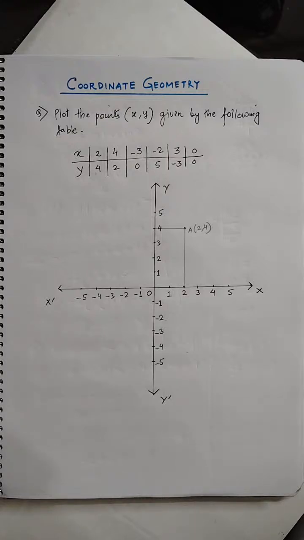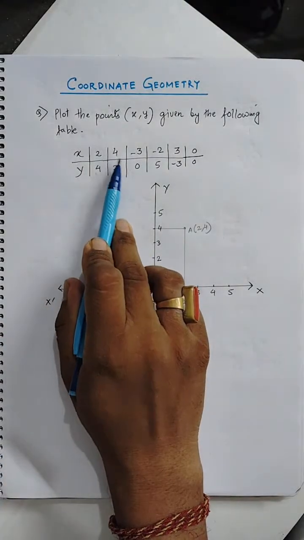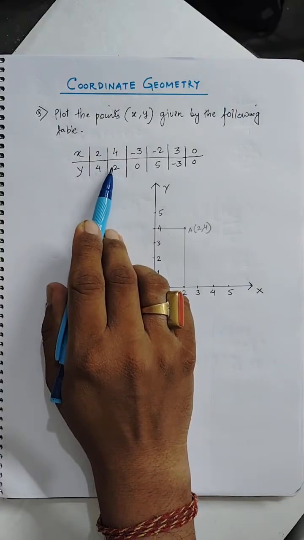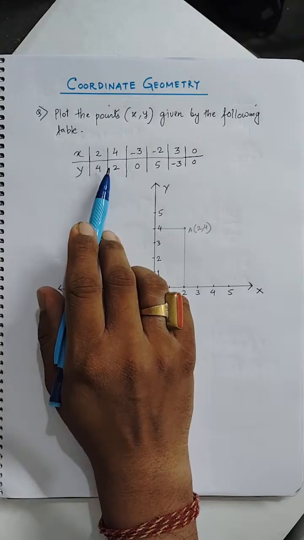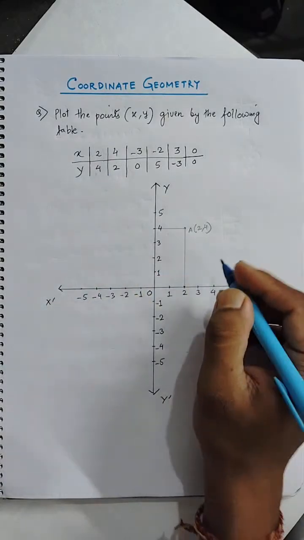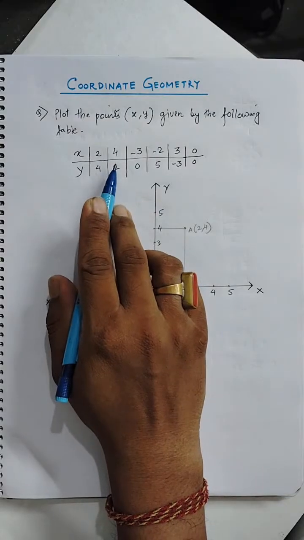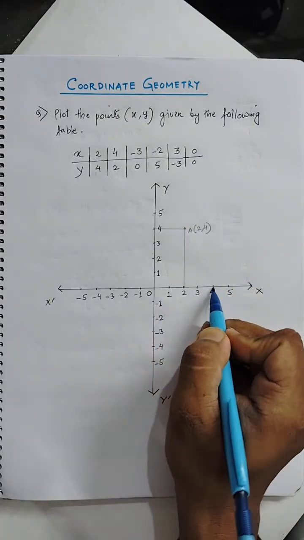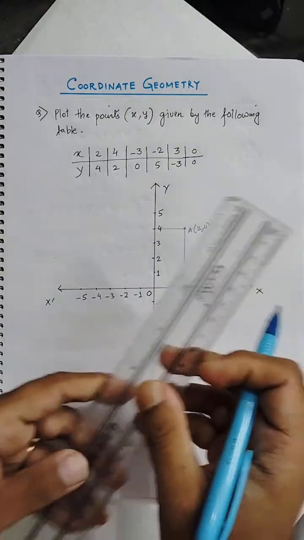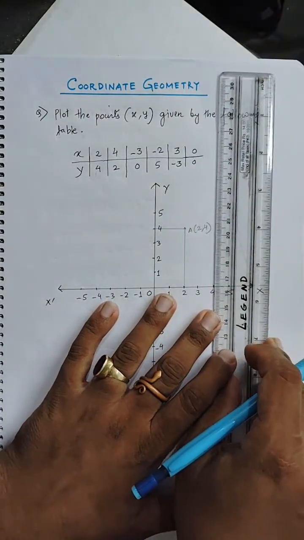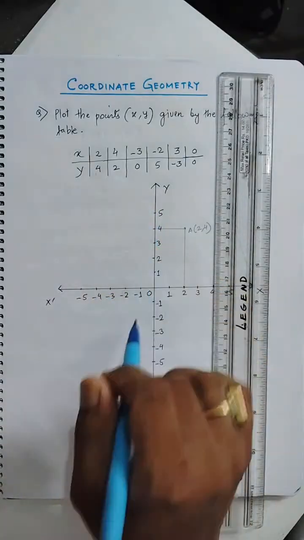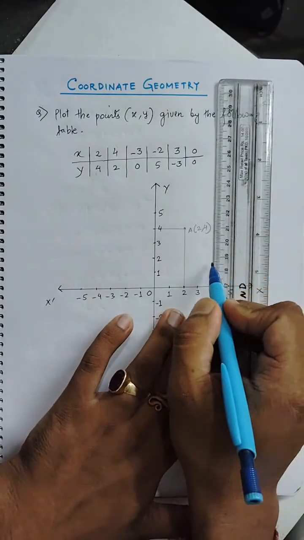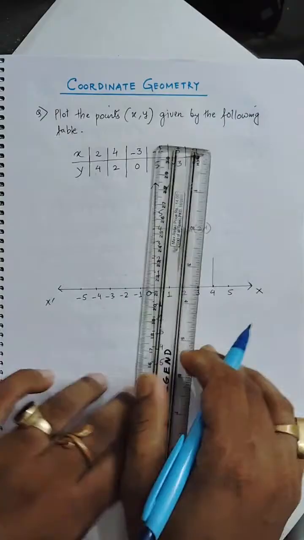Okay, so let's take the second point where x is 4 and y is 2. Here also both the coordinates are positive. So we can name this point B. So this will be 4 on the x-axis and 2 on the y-axis. So just like the previous one, we will place the ruler and just make sure कि ये y-axis के साथ parallel है. Okay, and then we will take 2 points and then we will join.